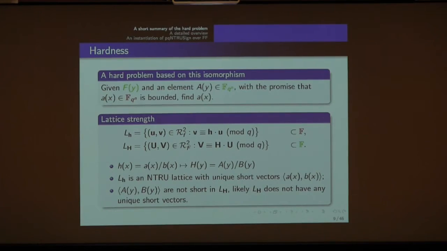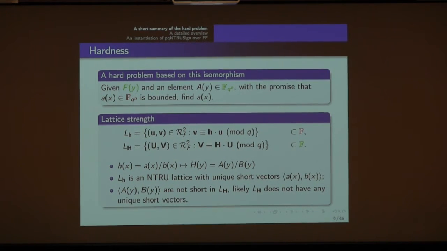In lattice-based crypto, we are always talking about the unique shortest vector problem. What if we can somehow hide this unique shortest vector? So we map a lattice with a unique shortest vector, such as the NTRU lattice, to a Y-space lattice where the unique shortest vector no longer exists. That's one of the aspects that this isomorphism brings us.